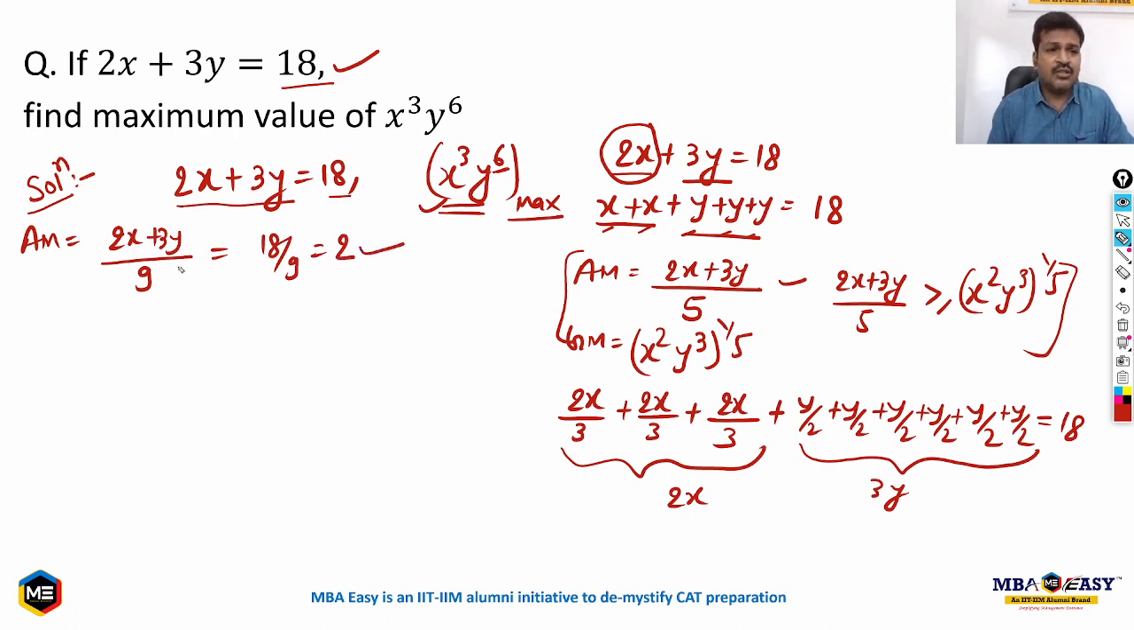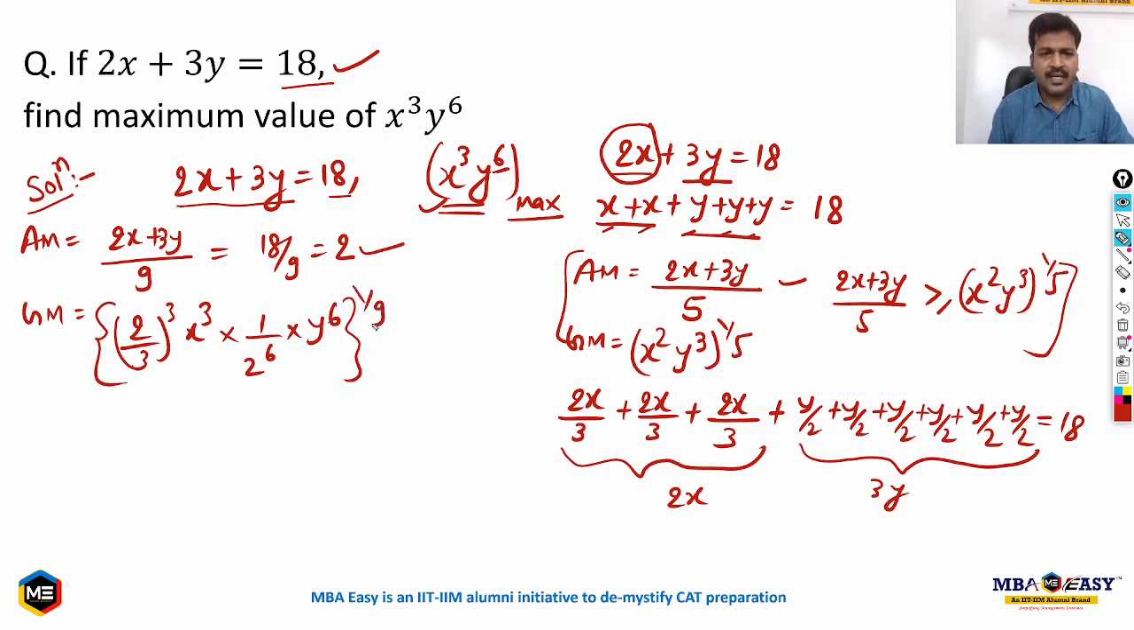So I know AM is 2. What will be the GM? Geometric mean will be the product of all of these. So it will be (2/3)^3 into x^3, and here you'll get (1/2)^6 into y^6, whole to the power 1/9, right? Whole to the power 1/9.